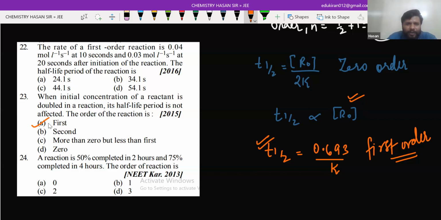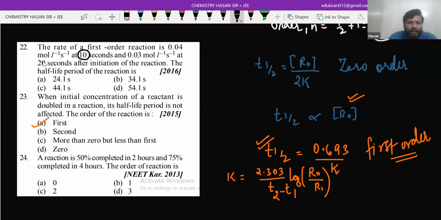22 is very easy. Why didn't you attempt? You need to calculate K. K is equal to 2.303 upon T, and here it is not given. T is basically T2 minus T1 you can write. And then log of final concentration upon initial concentration. You can see this is the 10 second and this is 20 seconds. So here you can write 20 and here you can write 10. And you can see the rate of first order reaction is 0.04. This is the initial one and this is the final one, right?